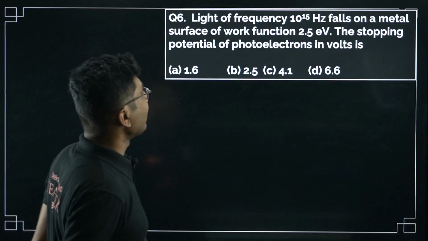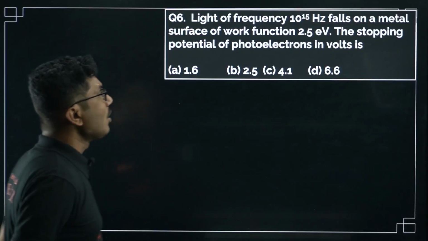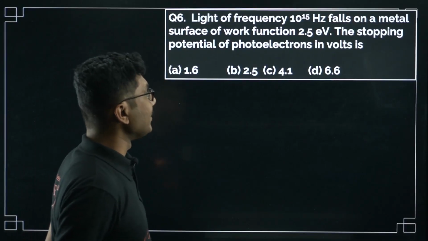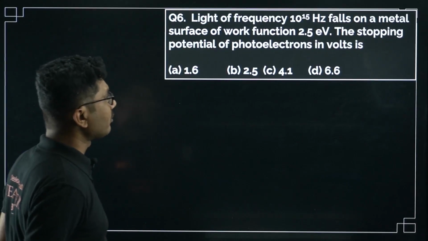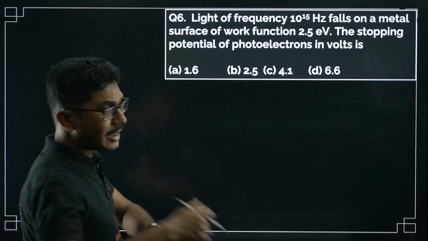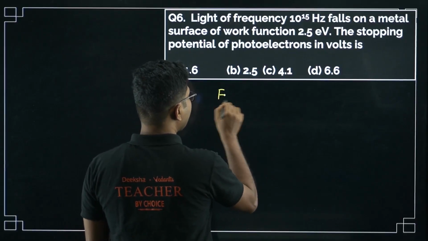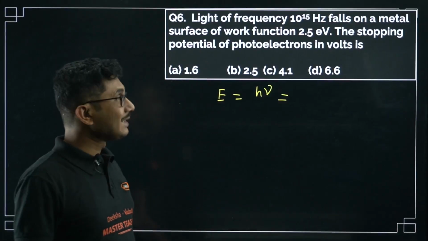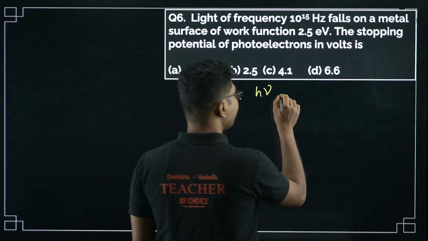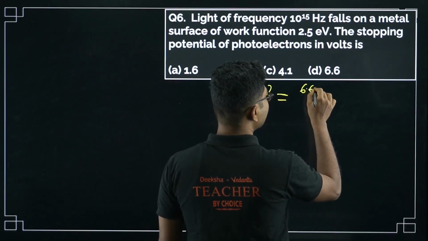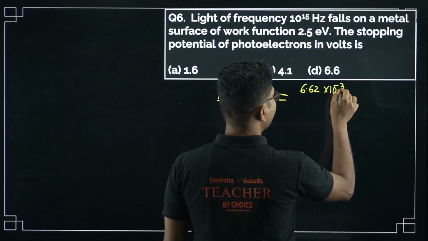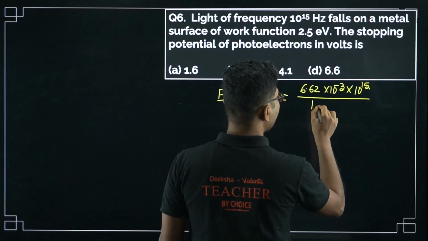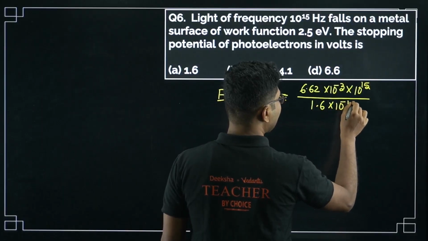Next is: light of frequency 10 to the power of 15 Hz falls on a metal surface of work function 2.5 eV. The stopping potential of the photoelectrons in volts is? This is a slightly tricky question. First of all, energy is given by h into nu, but here it is given in terms of frequency, so you have to convert it into eV. How to do that? h is 6.62 into 10 to the power of minus 34 and the frequency is 10 to the power of 15, divided by the charge of an electron, that is 1.6 into 10 to the power of minus 19.